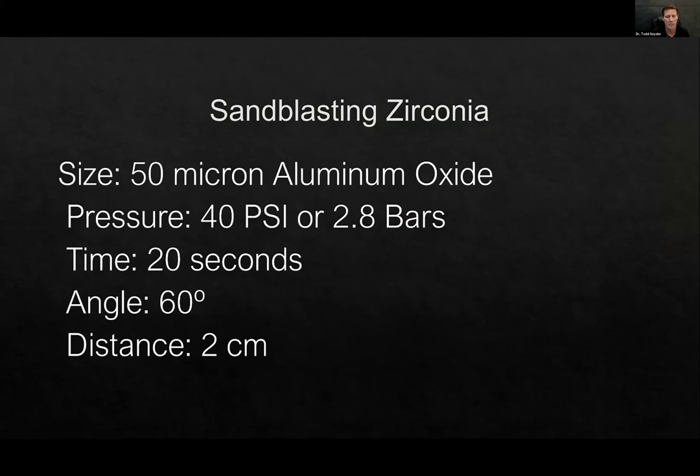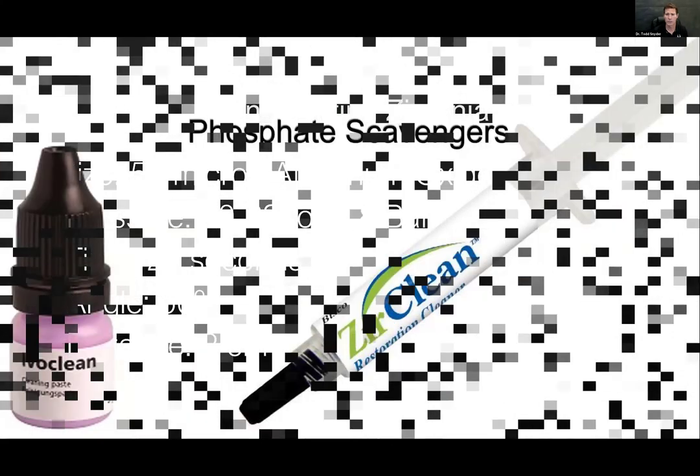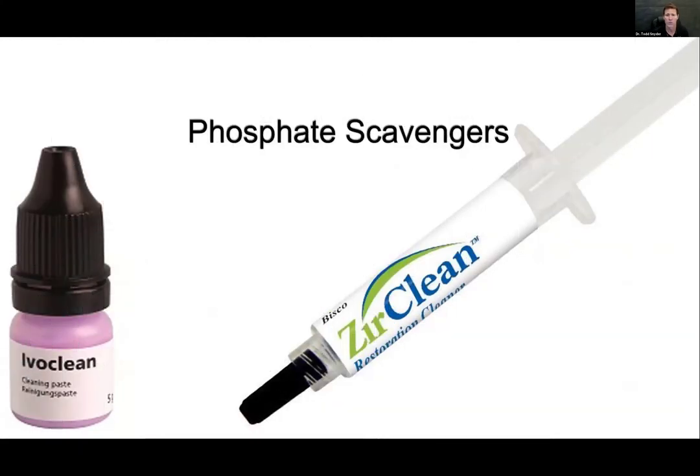But if for some reason the lab didn't, or you had to somehow adjust something, okay, well, here's a slide for you to review as far as the size of particles, the pressure, how much time, what angle, and what distance you need. A lot of specifics, but they're there for a reason, okay? So your Danville microetcher, probably use that and follow those protocols.